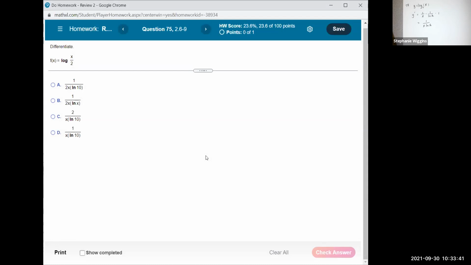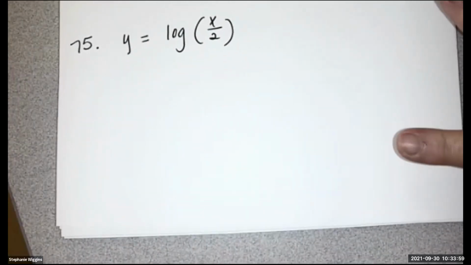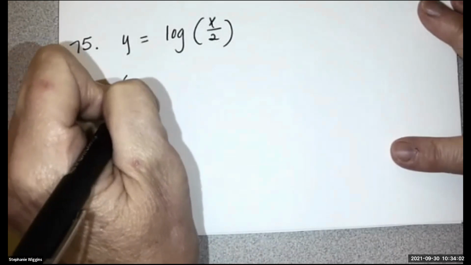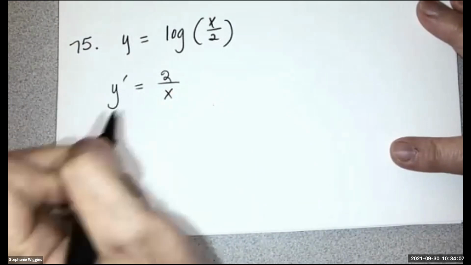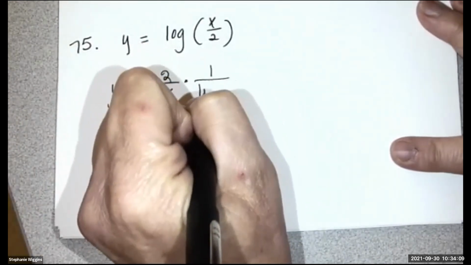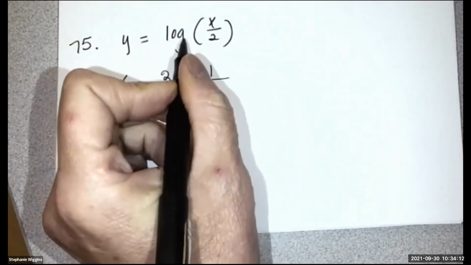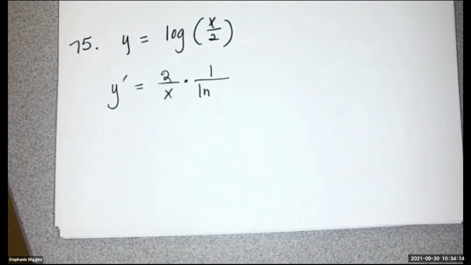And C is the correct choice. Okay, then this is another good example. 75. We have y, or f of x, equals log of x over 2. Okay, so the 3 steps. Take the reciprocal of the inside. In this case, the reciprocal of x over 2 is 2 over x. Multiply by the 1 over the natural log of the base. There's no base here, so this is a good problem to talk about.